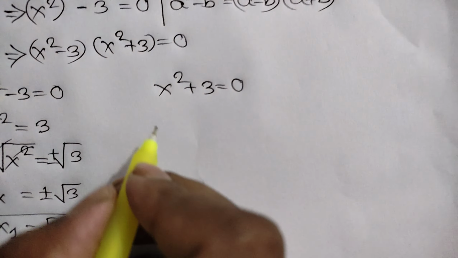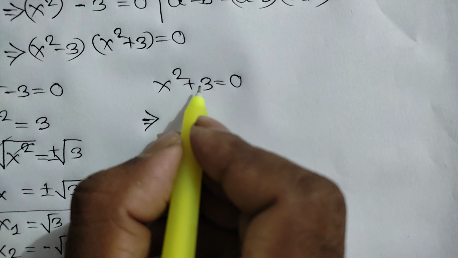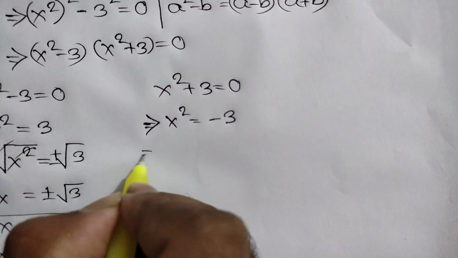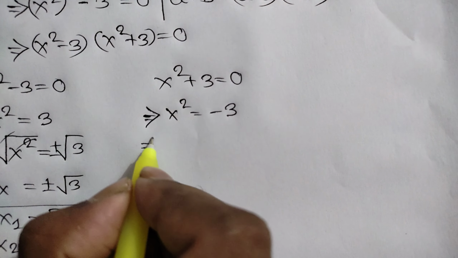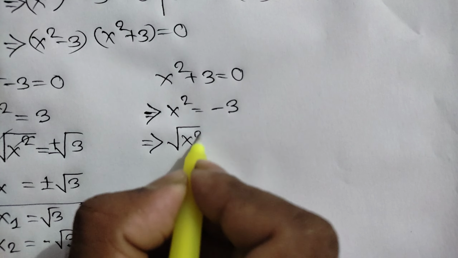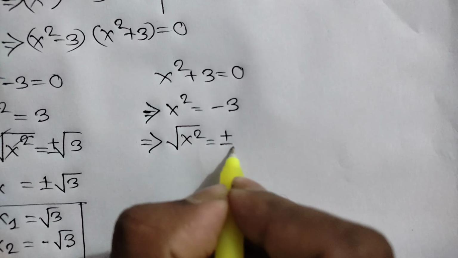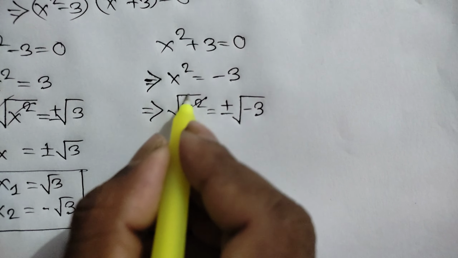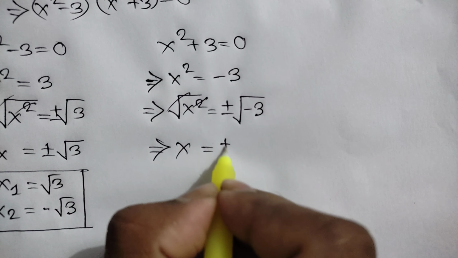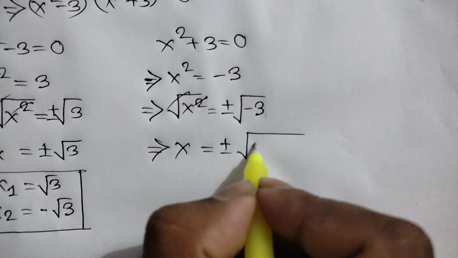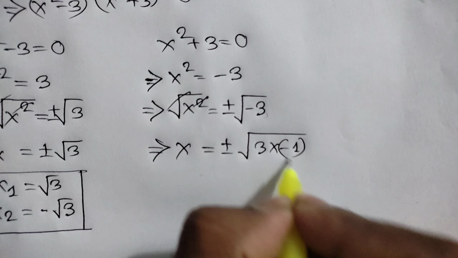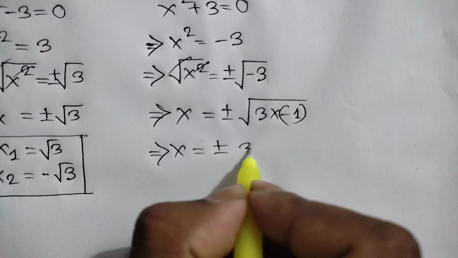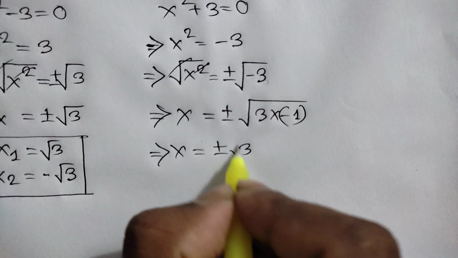Now here, taking this positive 3 to the right side we will get x square is equal to negative 3. Taking square root on both sides we can write here square root of x square is equal to plus or minus square root of negative 3, and this cancels this, so here x is equal to plus or minus square root of negative 3, which can be written as 3 times negative 1, or x is equal to plus or minus square root of 3 times square root of negative 1.